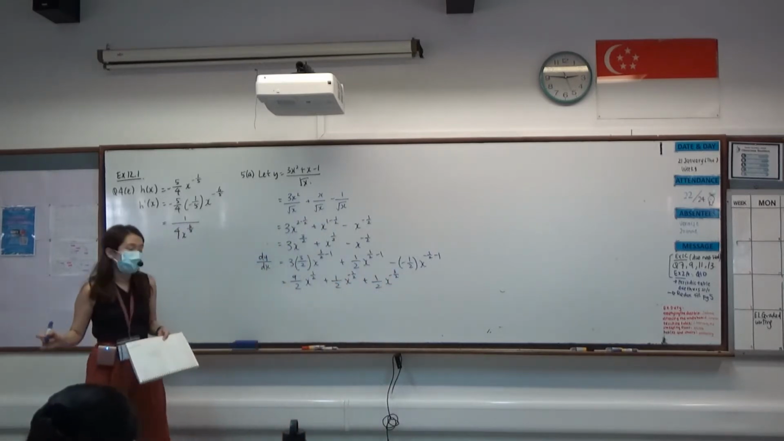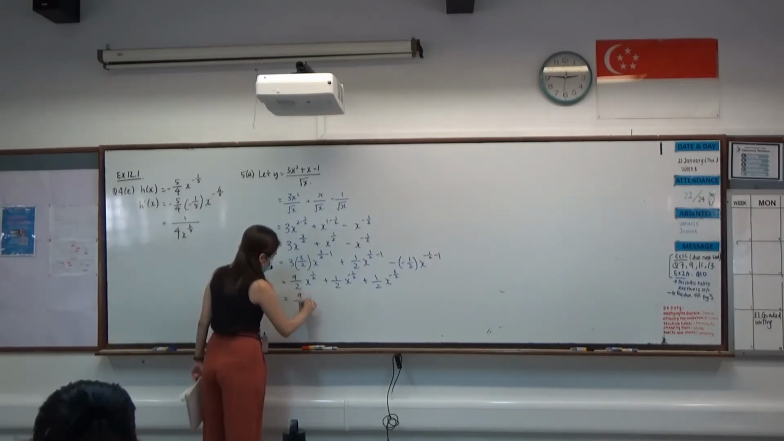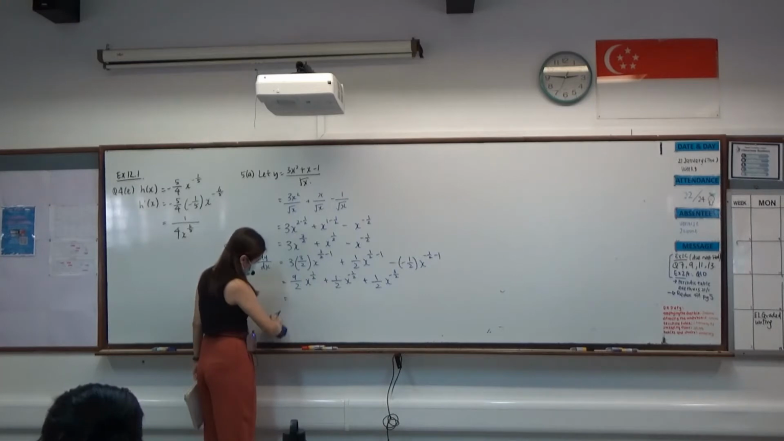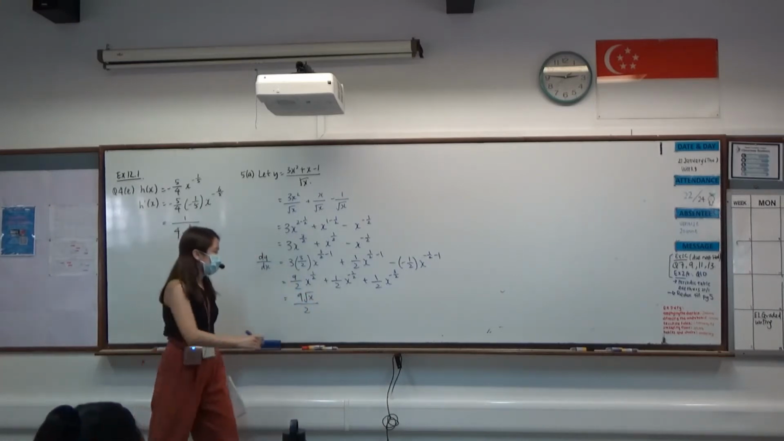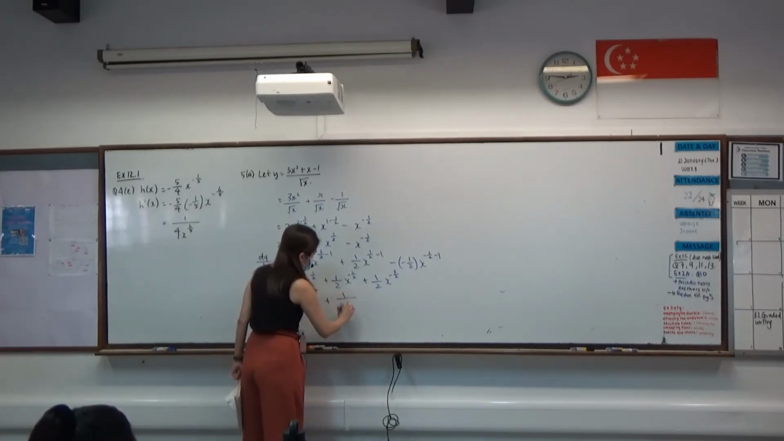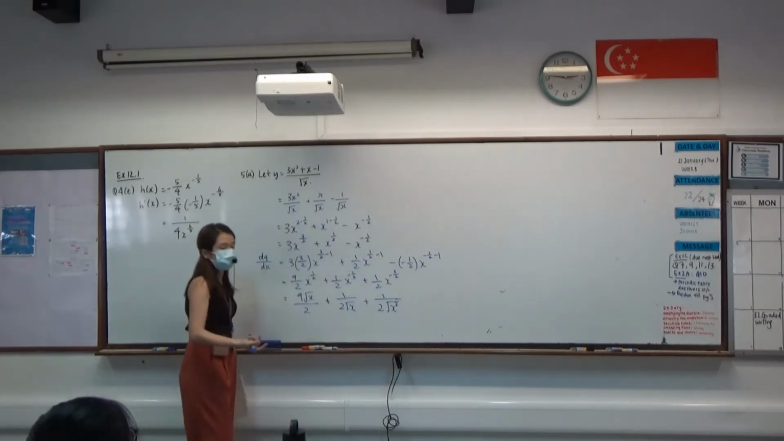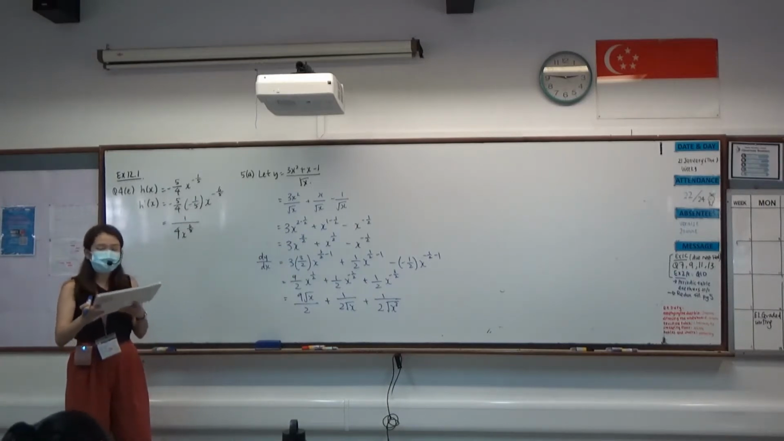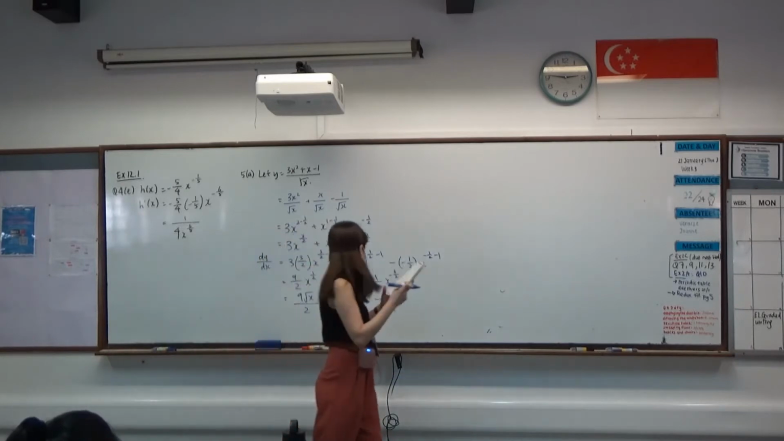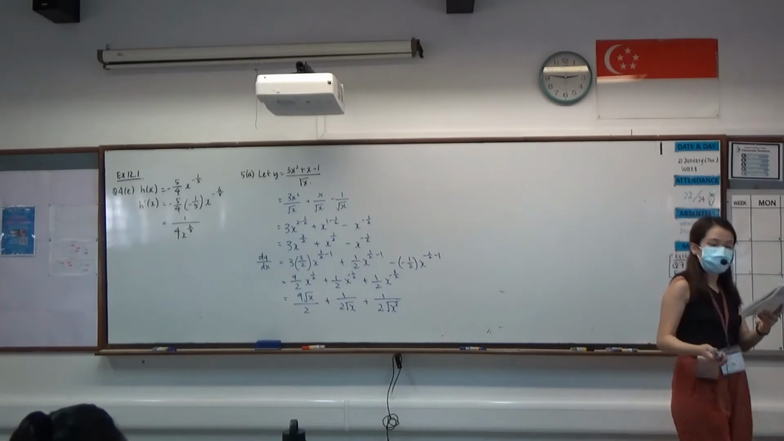Then, keeping to the practice of leaving our answer in positive index form, for this first term you may want to change it into your surd form or radical form. After that, this one you may also want to change it this way. But for this, it's up to yourself. If you want to express it in radical form, this is how it looks. Otherwise, it will be x to the power of 3 over 2. Any questions?